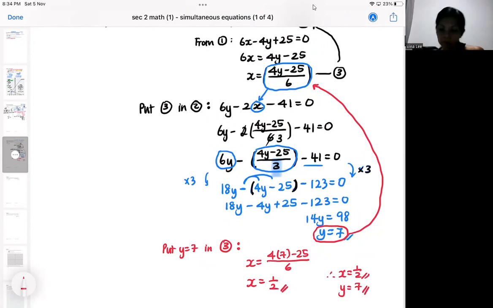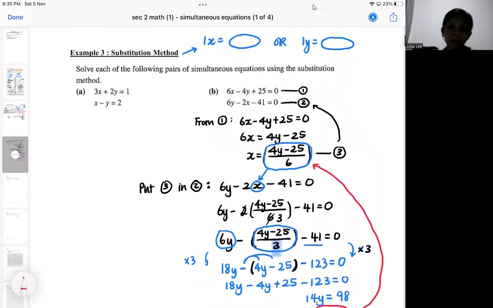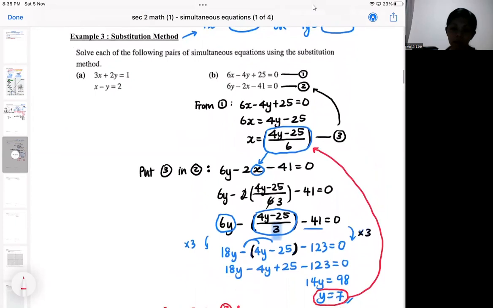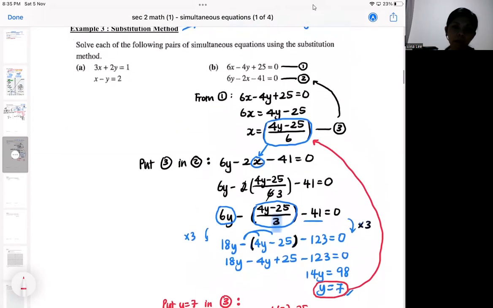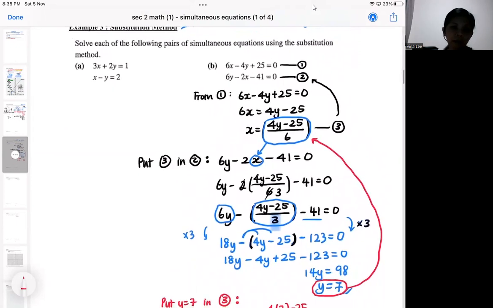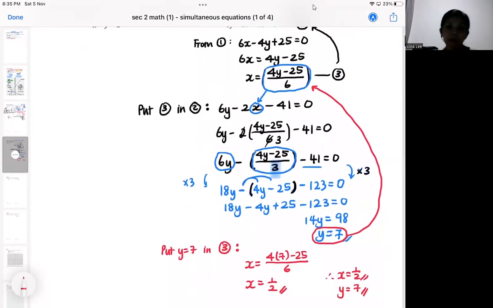So this is the substitution. For substitution, you need to get one x or one y. When your one x and one y contain fractions, your chance of careless mistakes is a lot higher. But you have to try. It can be very, very complex. There are some even more complex simultaneous equations. So your technical aspect has to be very strong, and of course, your skills of checking careless mistakes have to be very strong as well. So this is the substitution method.